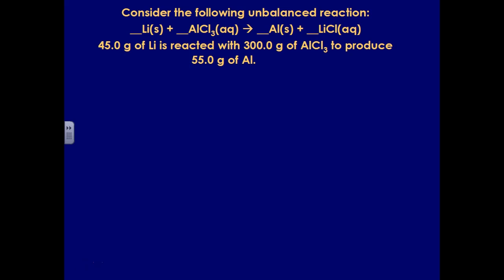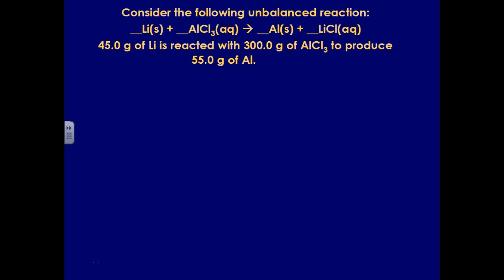So our second example is actually going to be a 3-part problem. We have lithium and aluminum chloride makes aluminum and lithium chloride. So this is a single replacement reaction. We are needing to balance this equation, so we'll do that in a second. We're given 45 grams of lithium and 300 grams of the aluminum chloride. Those seem like crazy amounts.